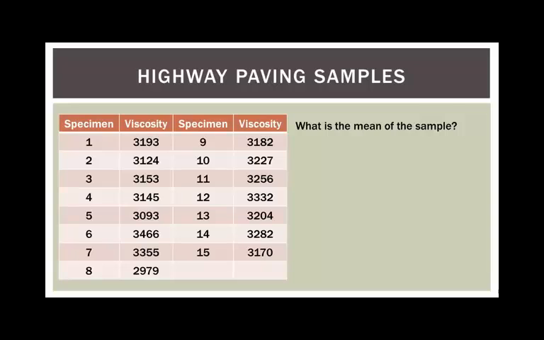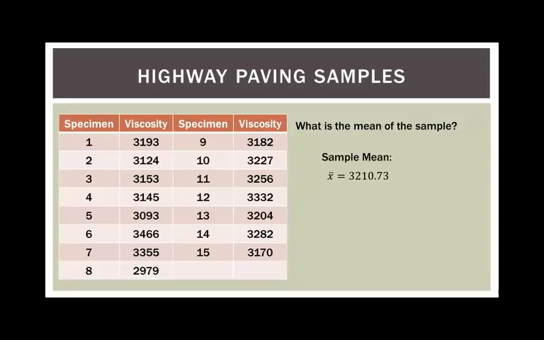Now, I will pause here, and I'm going to slap myself on the wrist for doing this. When I talk about a sample, I am talking about the 15 measurements or the 15 specimens, not the individual measurements themselves. And sometimes I slip into those different terms, but when I mean a sample, I'm talking about the total of these 15 measurements. So what is the mean of this sample?